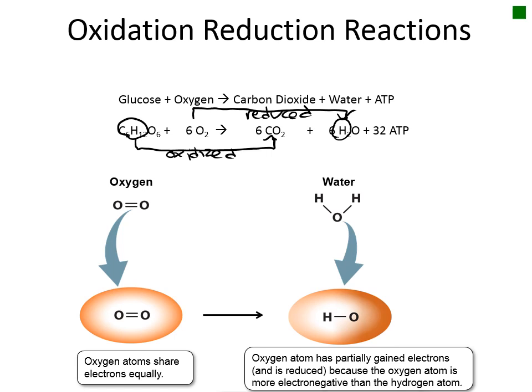Because it gains electrons, the oxygen atom is the electron acceptor, and the glucose is the electron donor. Because oxygen accepted the electrons, allowing glucose to be oxidized, it is called the oxidizing agent, while glucose is considered the reducing agent.